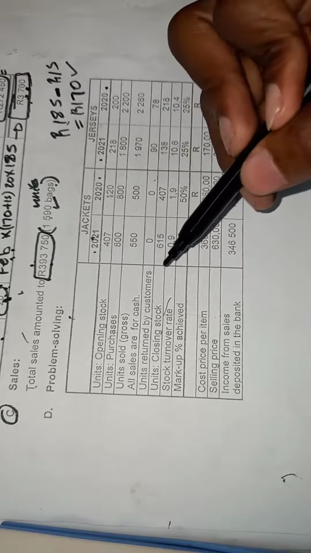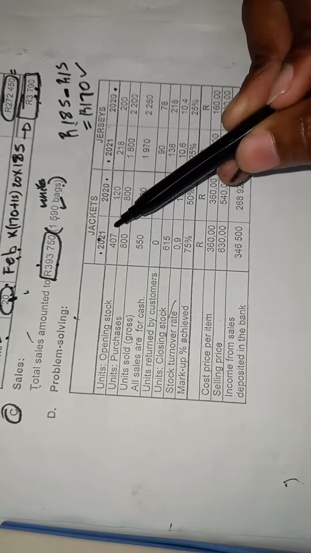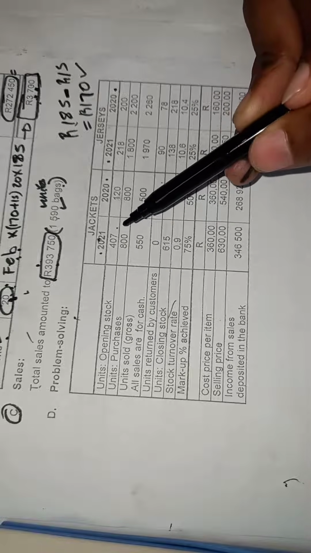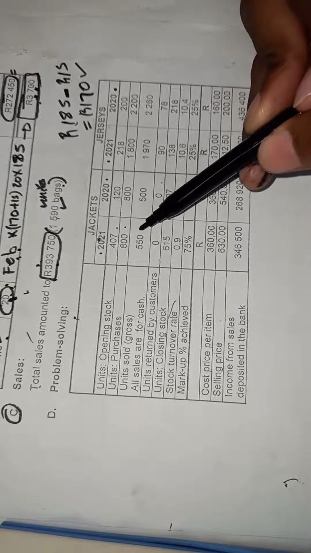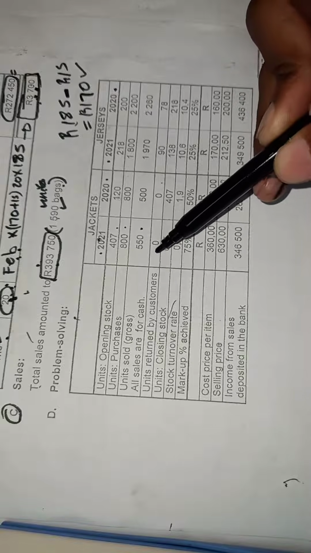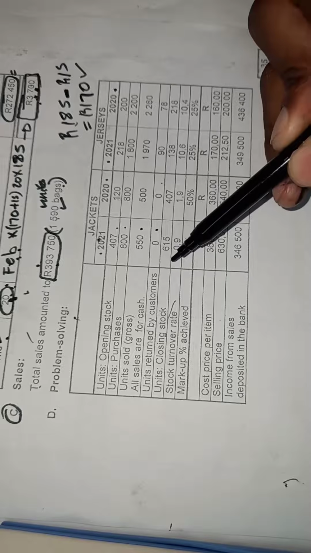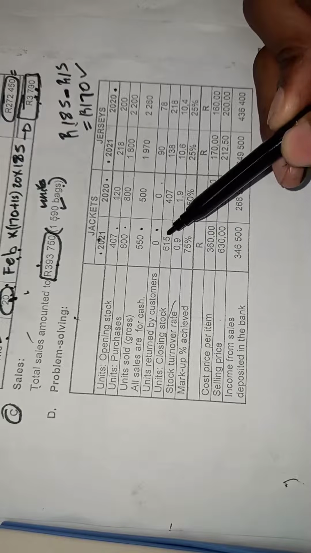Just teach yourself to check problems. No one will teach you how to check problems. I will just show you how I check them. But I cannot teach you how I check problems. Just by looking here, you can see problems. Let's see our opening stock 407. Then we purchased 400. We sold 550. Customers returned 0. Closing is 615.